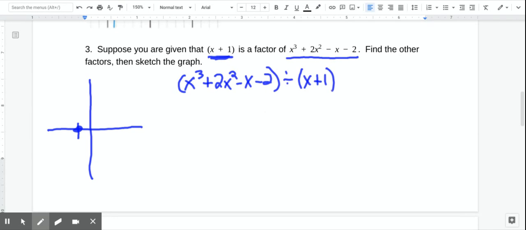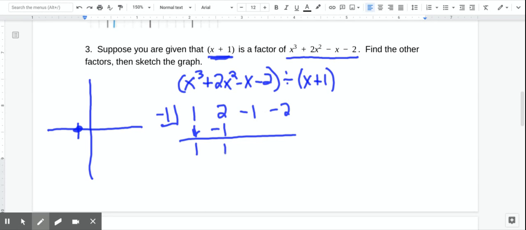I prefer synthetic division, so I'm going to do that when I can. So my coefficients are 1, 2, -1, -2. And in the box, I'm going to put the opposite of x plus 1, so -1. All right, we multiply and add, multiply and add, and multiply and add. When we do that, we call this thing the depressed polynomial because it's 1 degree less. We started with x cubed, so now we have 1x squared plus x minus 2.